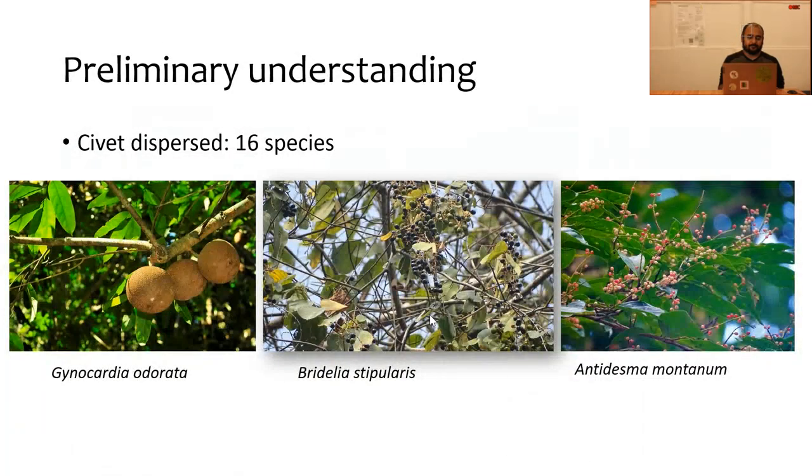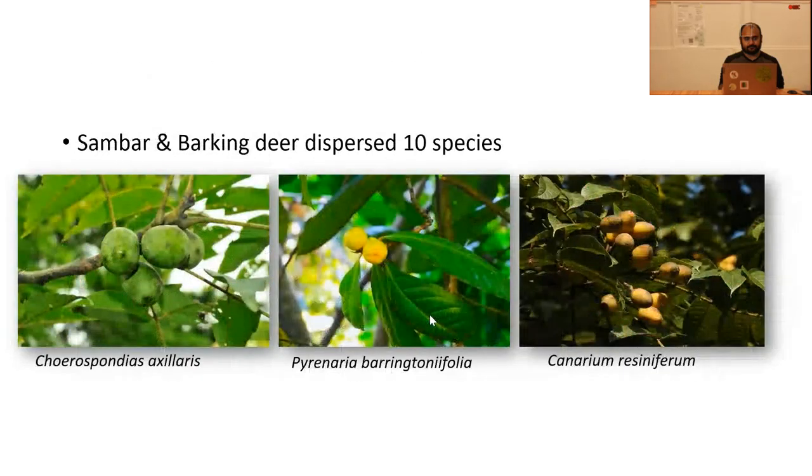Now, as I said before, the civet dispersed 16 species. These are three of the species they have dispersed. I just thought of putting some slides to show you the species dispersed by each mammal seed dispersal agent. Sambar or barking deer have dispersed 10 species, and these are some examples of three.